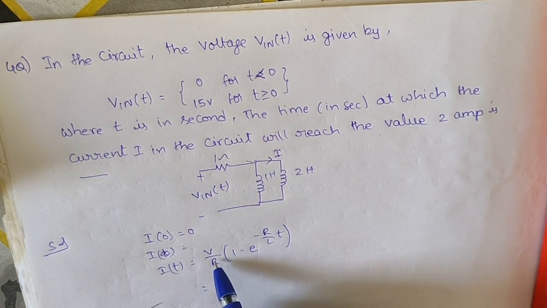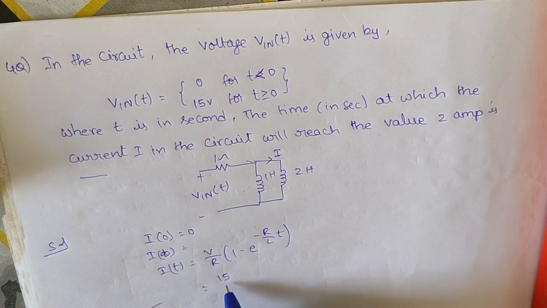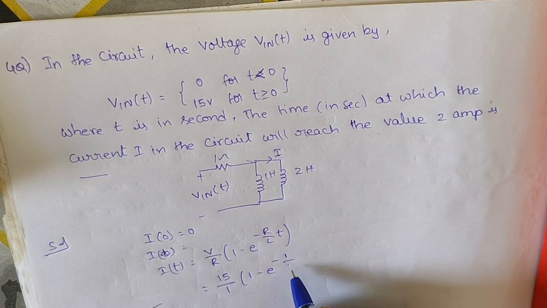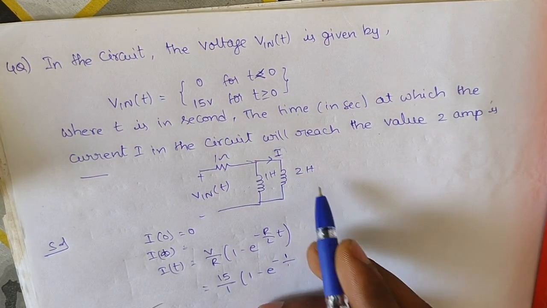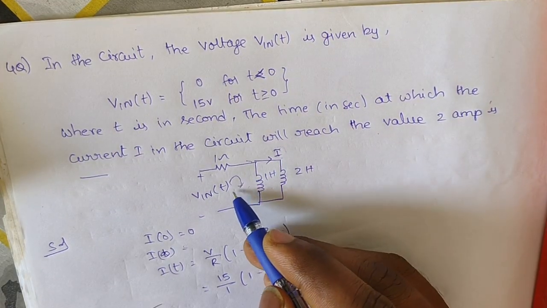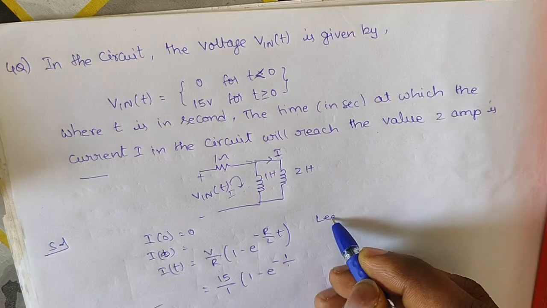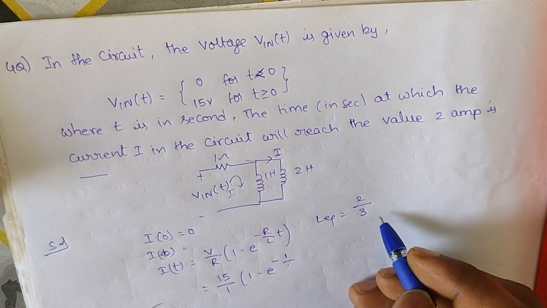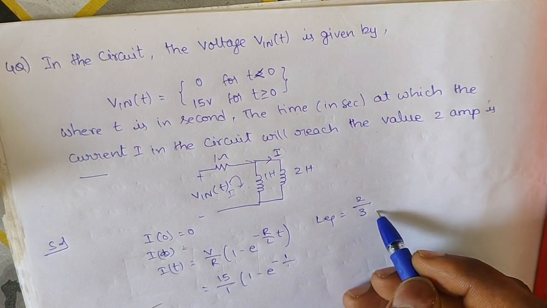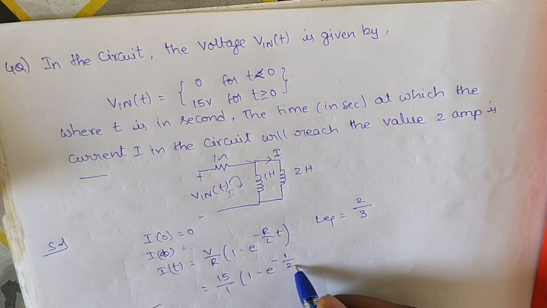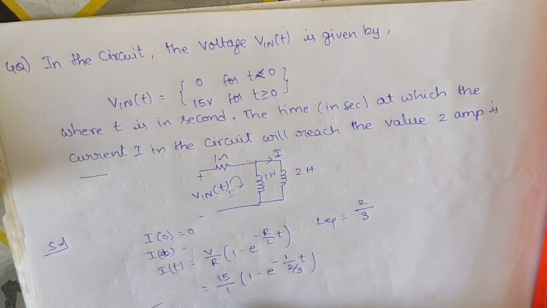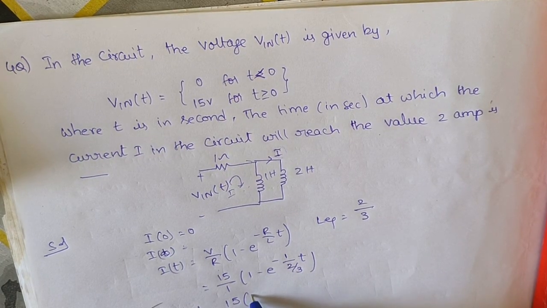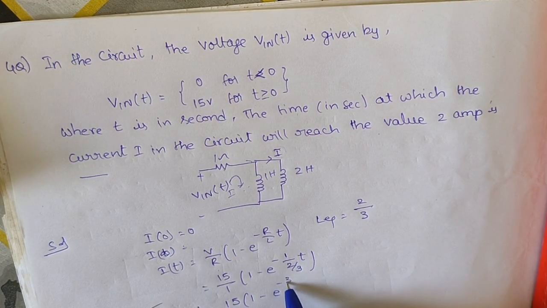The voltage applied at the final stage is 15 volts. 15 by 1 into 1 minus e power minus 1 by L, where L will be the equivalent of this, as we are finding the total current here. L equivalent will be, as these are like parallel resistors, we can apply 2 into 1 by 2 plus 1, 3, that is 2 divided by 3, into t. I of t will be 15 times 1 minus e power minus 3 by 2 into t.